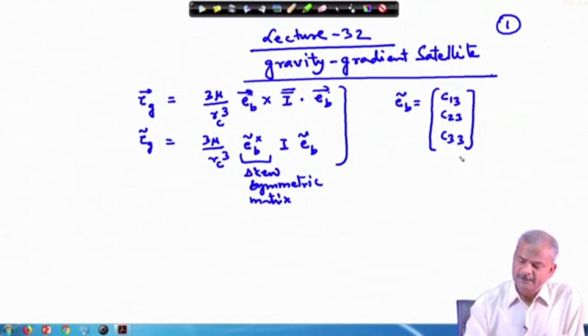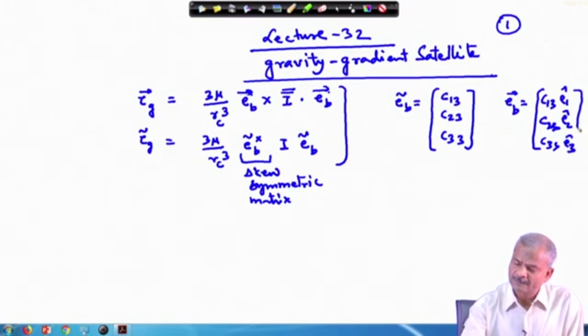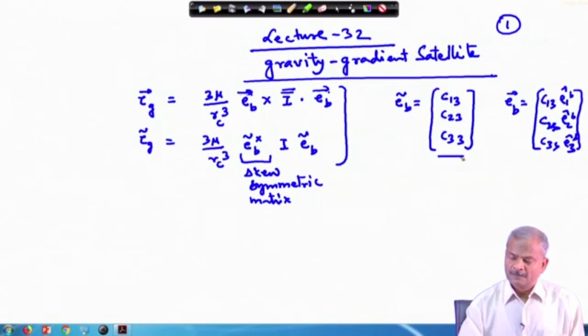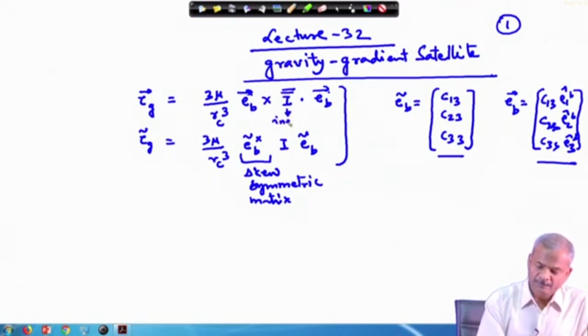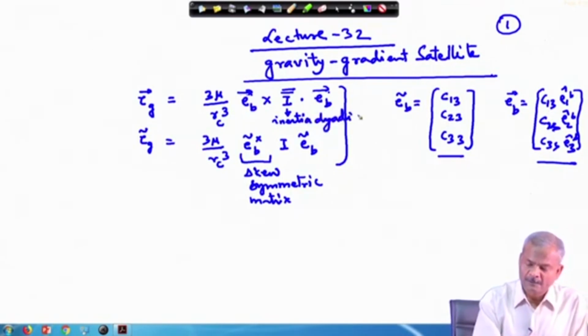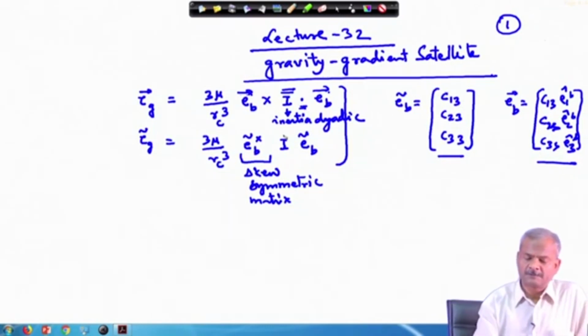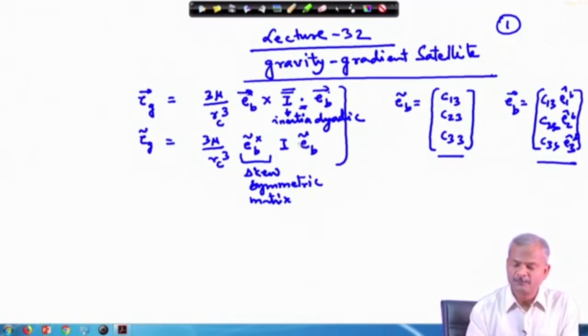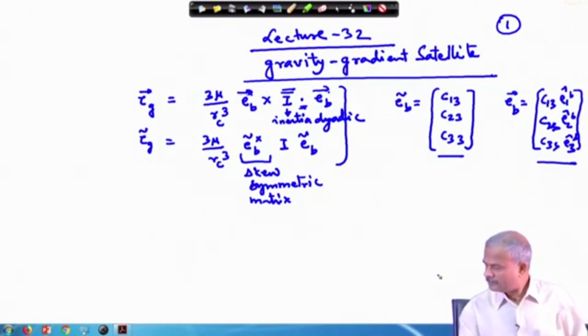This we have already derived, and moreover, if you want to write the same thing in terms of E b, then rather than writing it like this, you should write it as C 1 3 E 1 cap, C 2 3 E 2 cap and C 3 3 E 3 cap, where E 1, E 2, E 3 are along the body axis direction. It is just a matter of which one you work with. I will mark it here. This is your inertia dyadic, and this is your dot product, while here we are working in terms of the matrix notation. Either of these two you can choose, but the matrix form is much more convenient once you have written this equation. So we develop the whole thing right now.